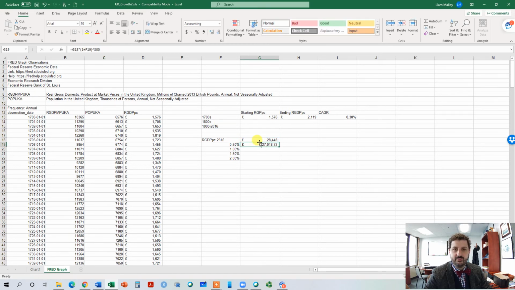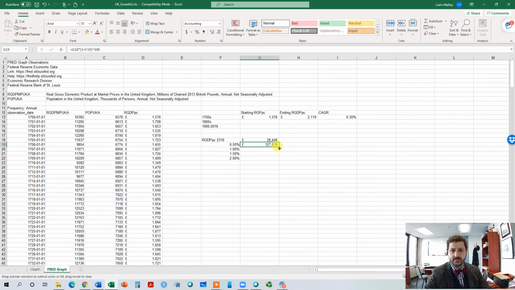So you can see, even if we only grow at 0.5% per year, so just a little bit faster than we did in the 1700s, in 300 years, GDP per capita, so average GDP per person, would be 127,019 pounds in the UK.